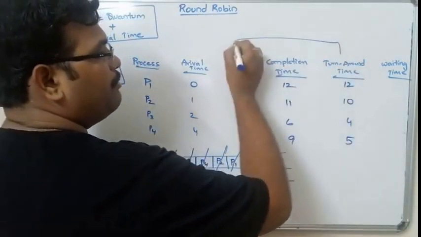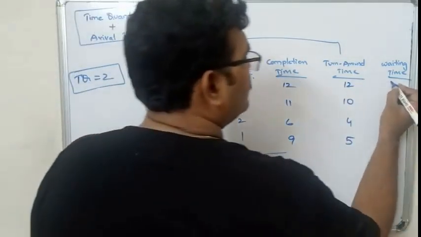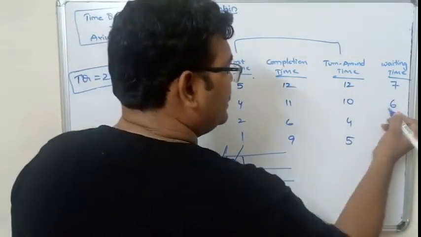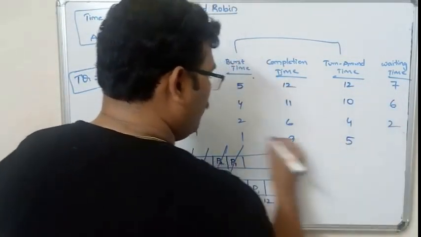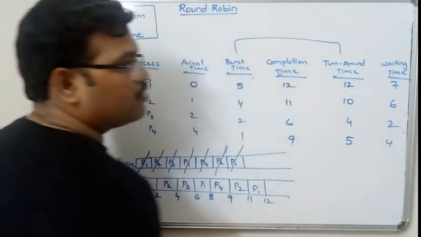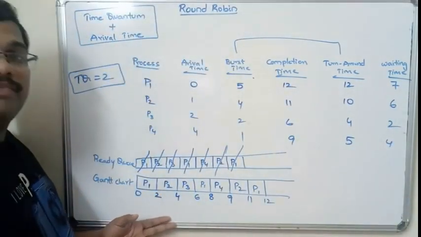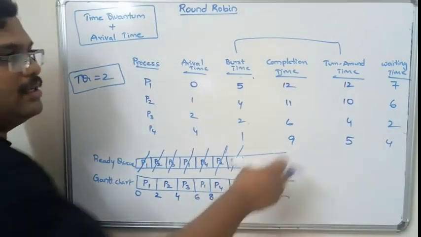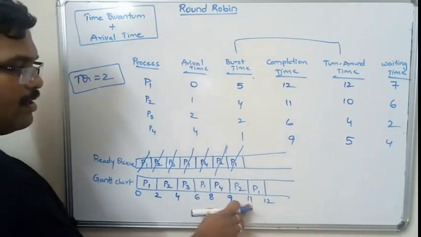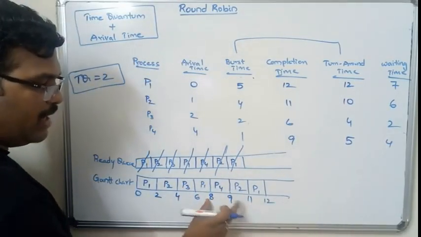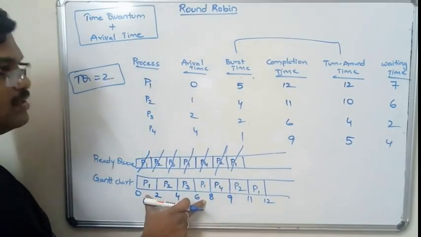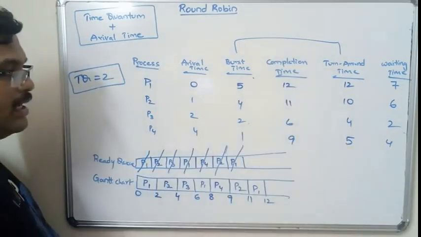Waiting time, that is turnaround time minus burst time. 12 minus 5, it's 7. 10 minus 4, it's 6. 4 minus 2, it's 2. 5 minus 1, it's 4. You can also check the waiting time with this Gantt chart. So P1, here 11. 11 minus 2, 9. 9 minus 2, 7. Right.